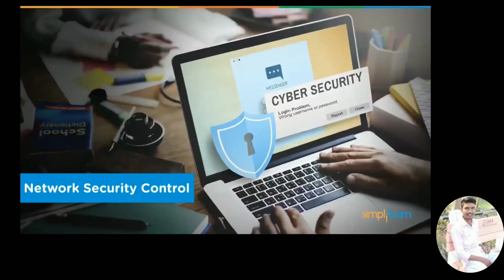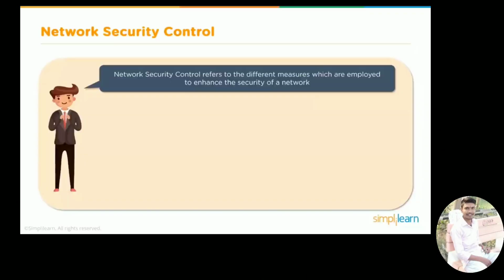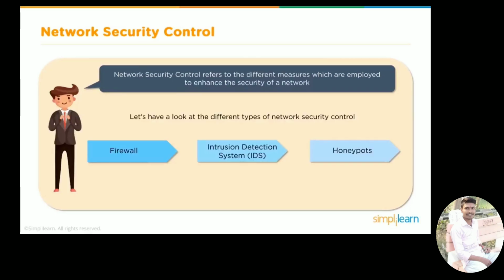Alright, let's start talking about network security controls. Network security controls are nothing but implementations of various devices to enhance the security of a particular network. These could be firewalls, intrusion detection systems, intrusion prevention systems, honeypots, unified threat management systems, and so on and so forth. The next-gen firewalls that we talk about, right? So let's look at a review of what these devices are.